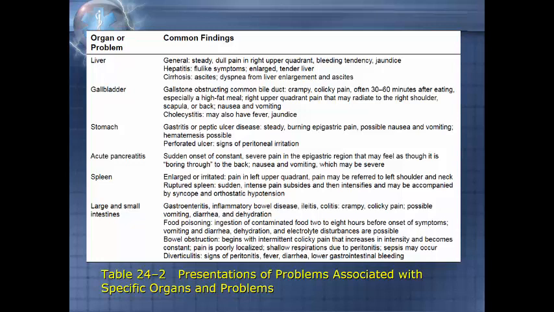For the large and small intestines, if you have gastroenteritis, inflammatory bowel disease, colitis, any of that stuff, you may have the crampy colicky pain. You may have some vomiting and diarrhea, some dehydration. With a bowel obstruction, usually has an intermittent pain that's going to increase in intensity and then become more constant.